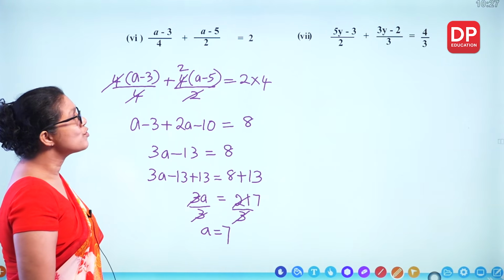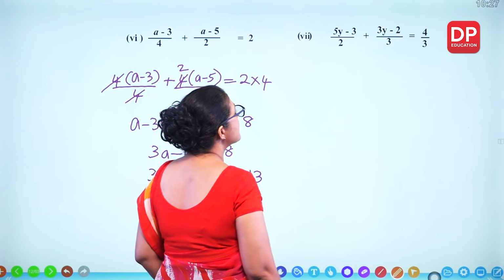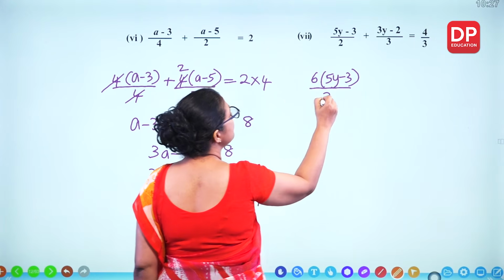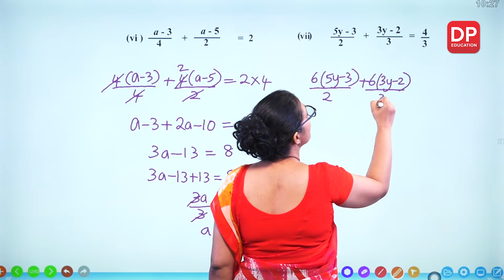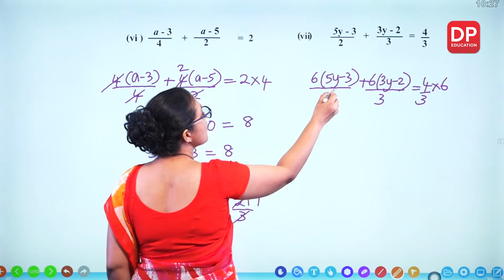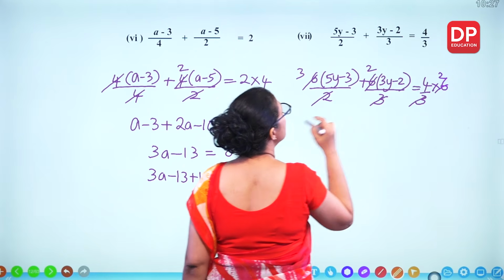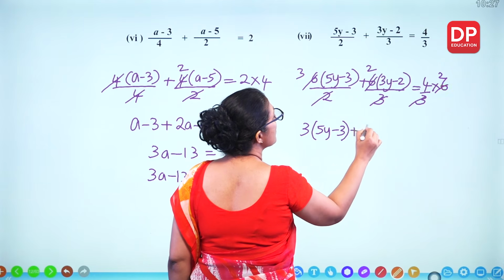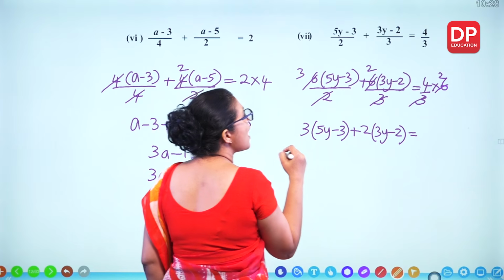Look at the other one. 2, 3, 3. What's the lowest common multiple of 2 and 3? 6. Multiply the whole equation by 6. 2 times 3, 3 times 2. 3 times 2 here. So you get 3(5y minus 3) plus 2(3y minus 2) equals 4 times 2, 8.